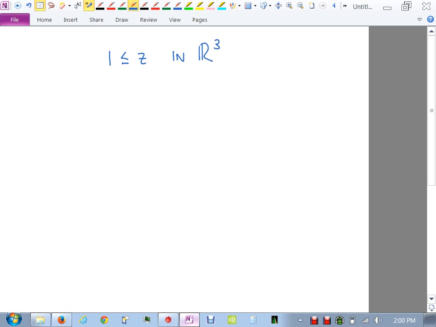In R3, what would z bigger than or equal to 1 look like? What would it be? Can you all visualize? It's infinite. What does z equals 1 look like? It's a plane that's parallel to the floor, the XY plane, moved up 1. This says your z can be 1 or anything bigger than 1.